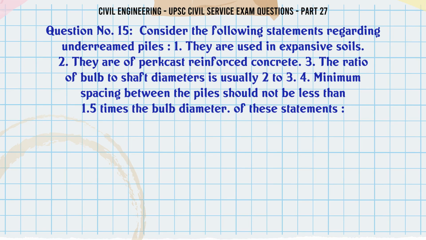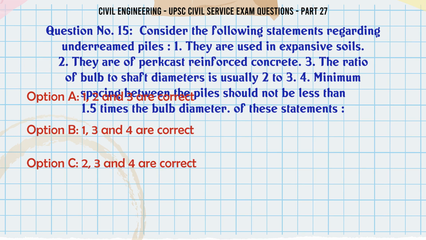Consider the following statements regarding underreamed piles. 1. They are used in expansive soils. 2. They are of precast reinforced concrete. 3. The ratio of bulb to shaft diameters is usually 2 to 3. 4. Minimum spacing between the piles should not be less than 1.5 times the bulb diameter.